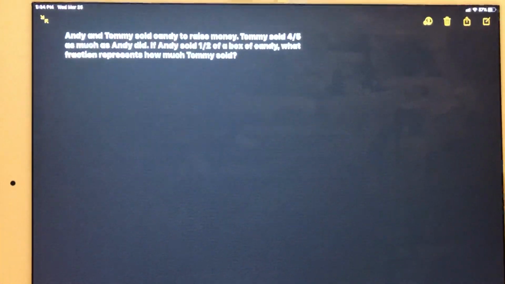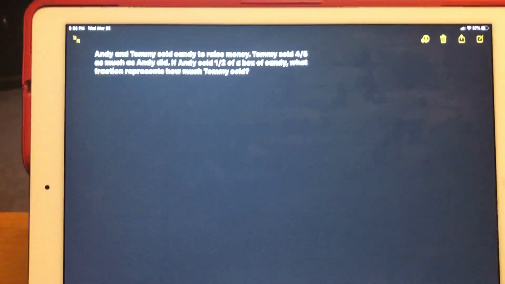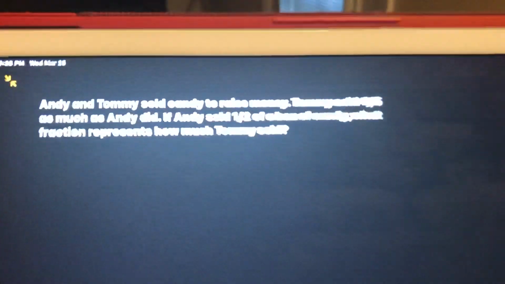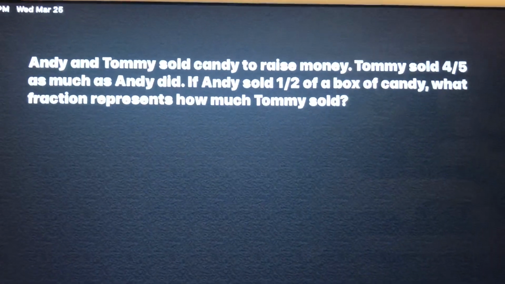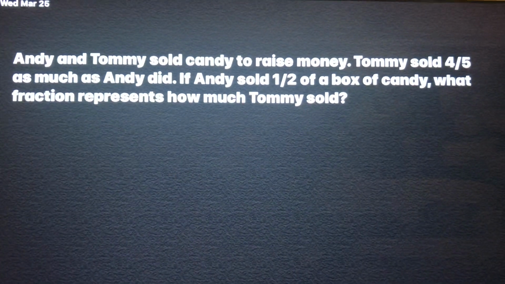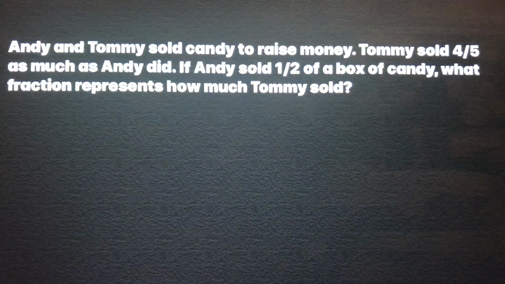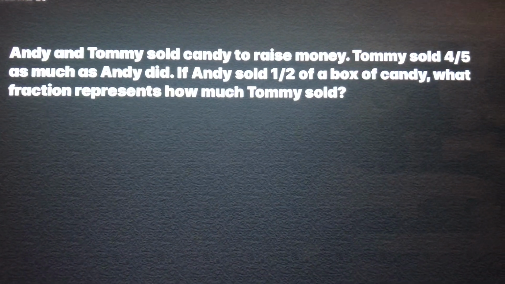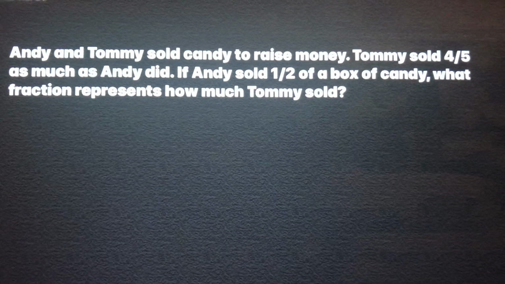Alright, so we have our first problem here. And I'm going to read it to you guys. It says, Andy and Tommy sold candy to raise money. Tommy sold 4/5 as much as Andy did. If Andy sold 1/2 of a box of candy, what fraction represents how much Tommy sold?